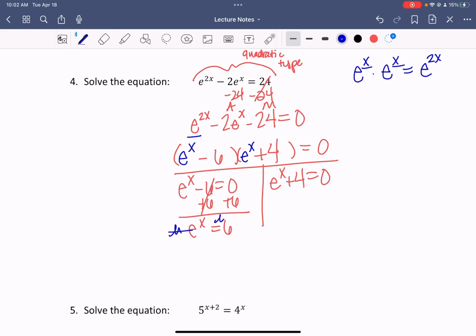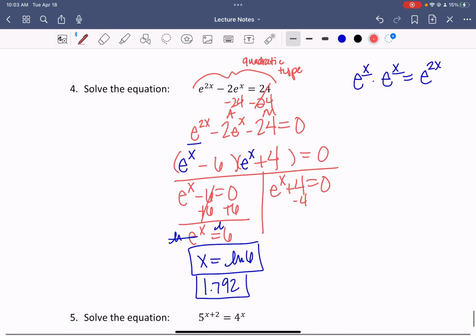ln both sides, that gives me x equal to ln 6. Just a number, I could plug that in my calculator, 1.792. Now over here, something funny happens. So I subtract 4 from both sides. That gives me e^x equal to negative 4. I take the ln, and I get x equal to ln of negative 4.